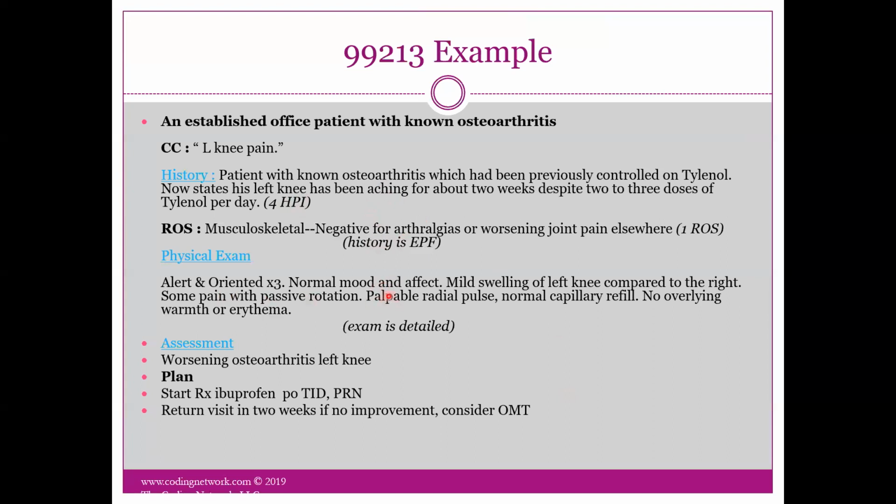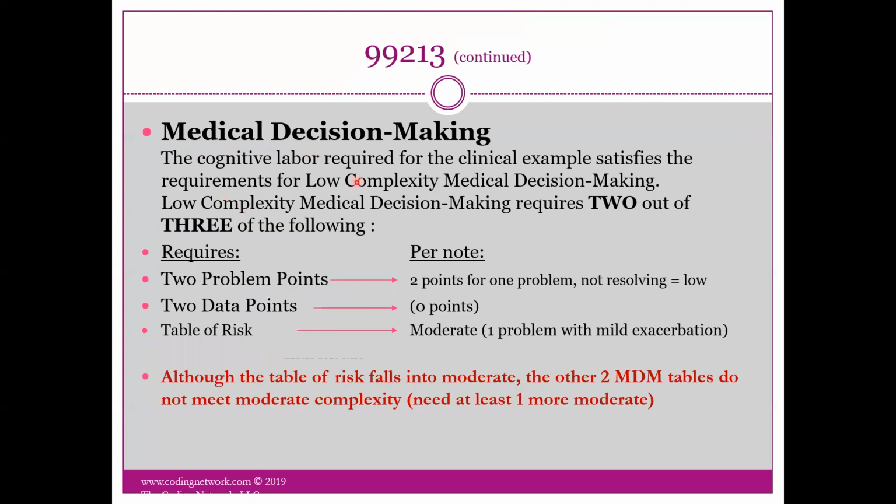But we want to look at the medical decision making and make sure that it falls into at least low complexity. Well, documenting worsening is important because that at least gives it the 2 points that you need for low complexity. So the cognitive labor required for the clinical example satisfies the requirement for low complexity. There's 2 problem points on the first table that leads to low. There wasn't any data. Well, remember, we only need to count 2 of the medical decision-making tables. So the first one led to low complexity.